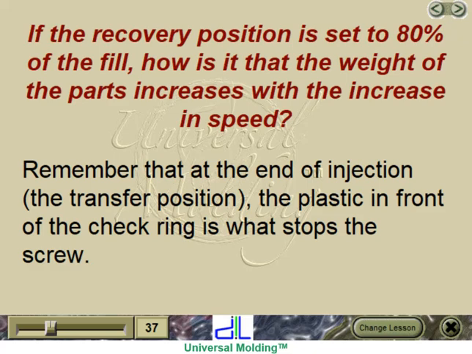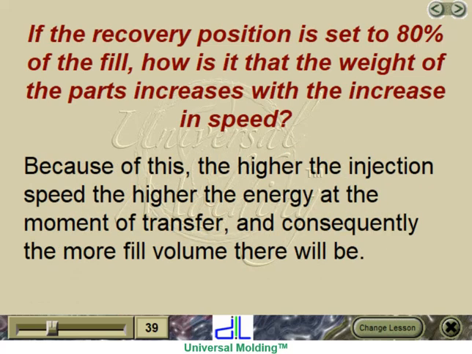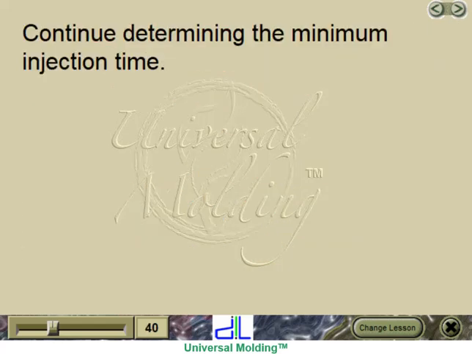Remember that at the end of injection, the transfer position, the plastic in front of the check ring is what stops the screw. The screw, as well as the plastic, continues traveling with its own kinetic energy. In other words, the melt will continue to fill the mold until all that energy in the form of speed is consumed. Because of this, the higher the injection speed, the higher the energy at the moment of transfer, and consequently, the more fill volume there will be. Continue determining the minimum injection time.